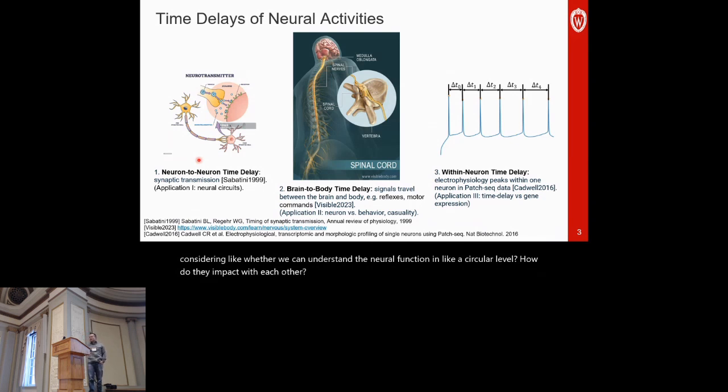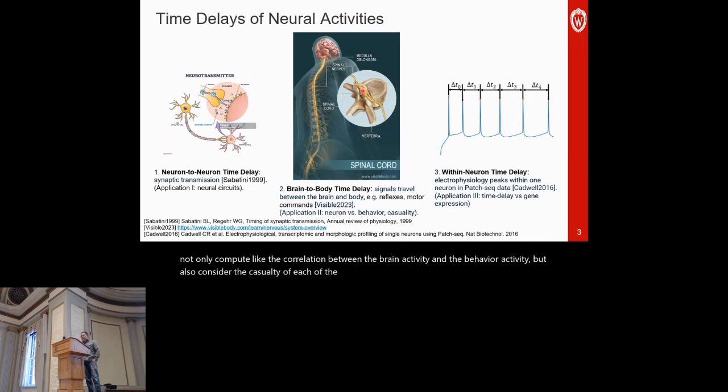Second, the middle figure shows brain-to-body time delay. This is easy to understand. It is the time it takes for a signal to travel between the brain and my body. For example, my brain tells my hand to wave. So in this second application, I will not only compute the correlation between the brain activity and the behavior activity, but also consider the causality between the two.